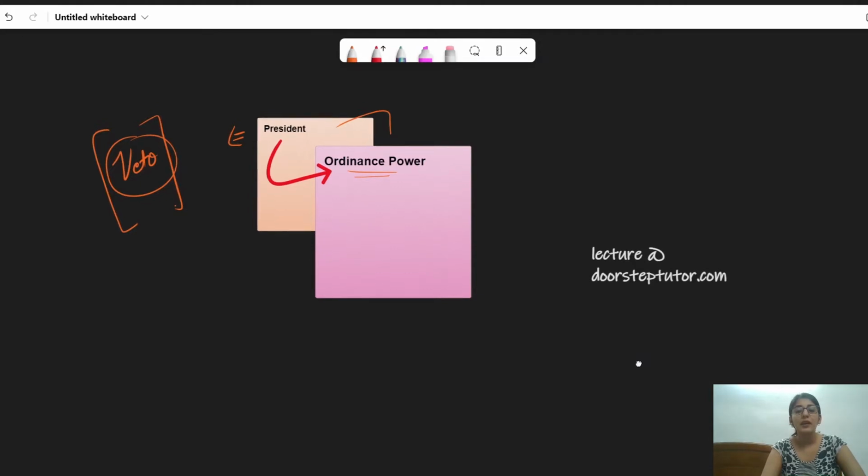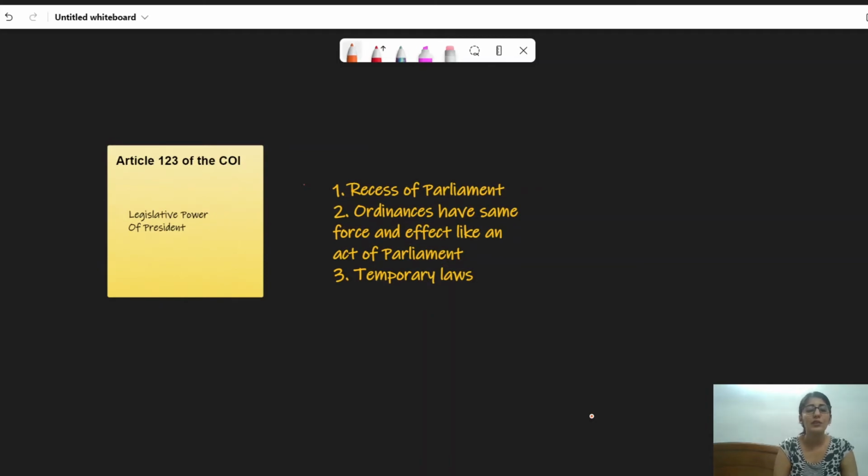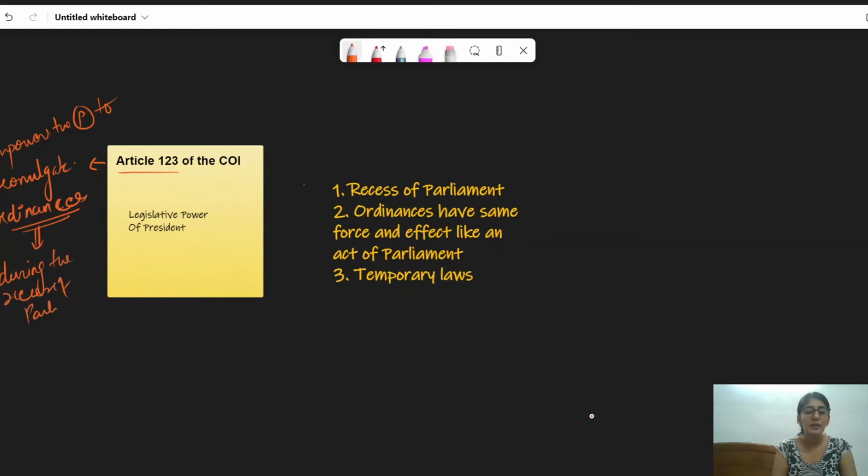Let's get started. The first thing that we have to understand is that we're talking about what article? It is Article 123 of the Constitution of India. Article 123 talks about what? It empowers who? It empowers the President of India to, the term is very important, to promulgate ordinances, especially during what? During the recess of Parliament. Very important.